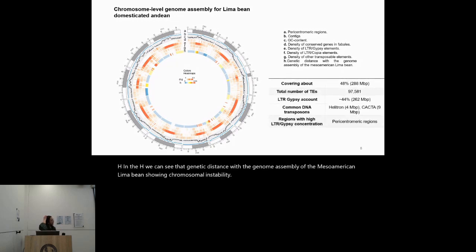Now, after annotating the transposable elements, we identified 97,581 elements, covering about 48% of the assembly, with the most common being the LTR Gypsy. And we also identified common DNA transposons. And in E, we can see that the regions with the high LTR Gypsy concentration were the pericentromeric regions.